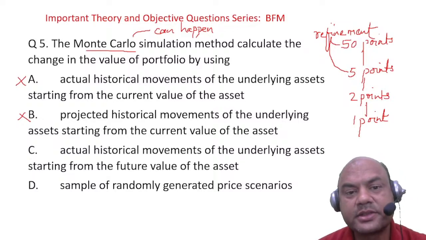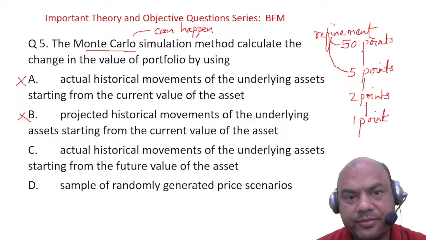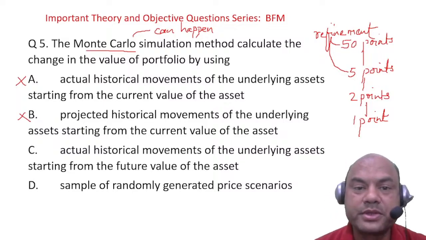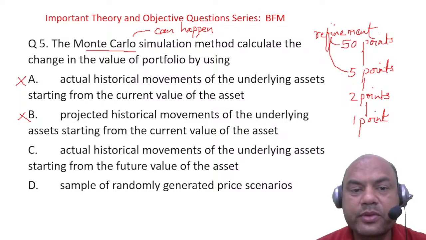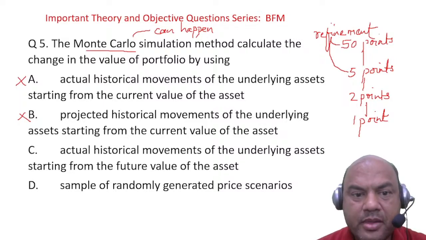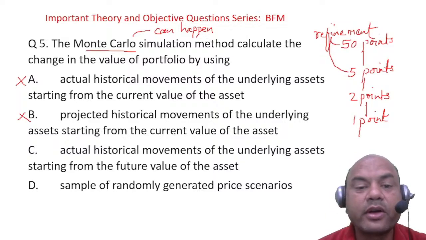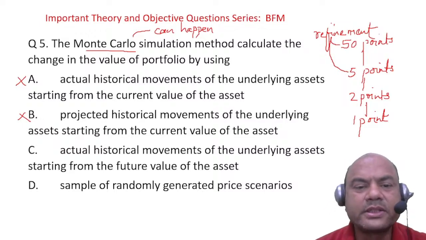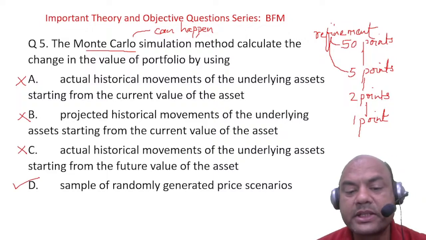The correct answer is, think here. Again apply the elimination method. Monte Carlo simulation means whatever things can happen in the future. So whenever you think of future, firstly eliminate the history part. Now even C is the history part. There's the word future in it, that's why I've kept it, otherwise C is also eliminated. So C is also gone, and the answer will be D: sample of randomly generated price scenarios.